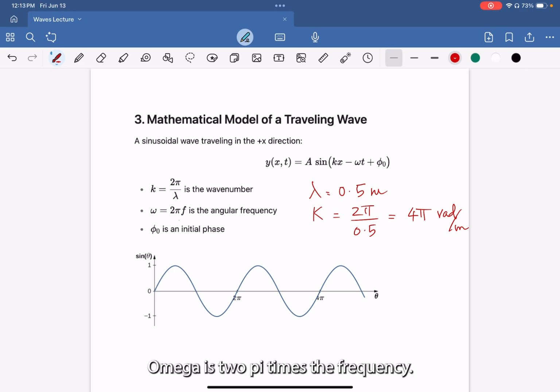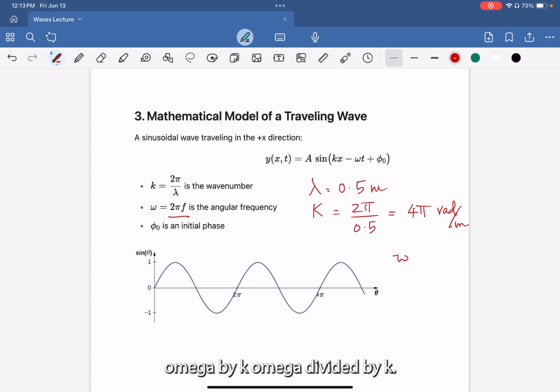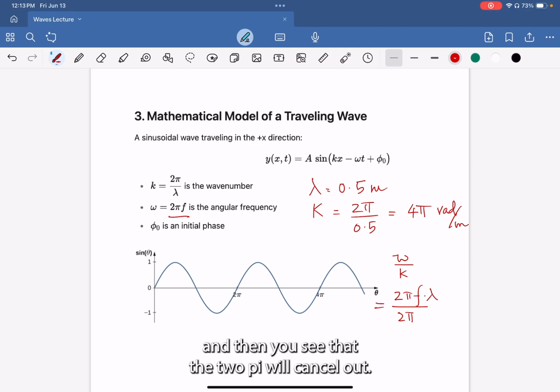Omega is 2 pi times the frequency, which I've explained before. Let's see what happens if you divide omega by k. Omega divided by k. Okay, what's omega? 2 pi times the frequency. And what's k? 2 pi divided by lambda. Now that lambda goes to the top, and then you see that the 2 pi's will cancel out.